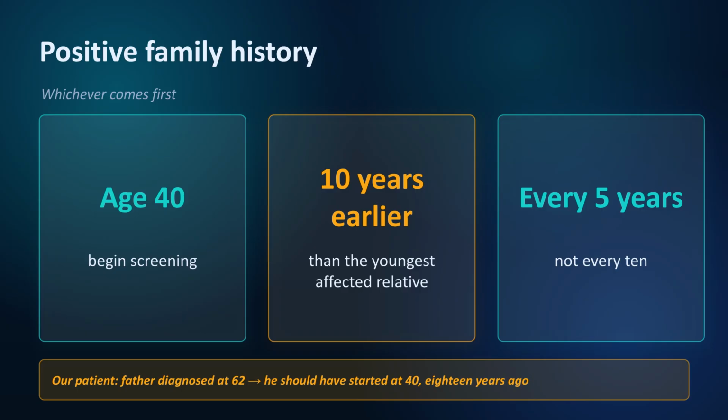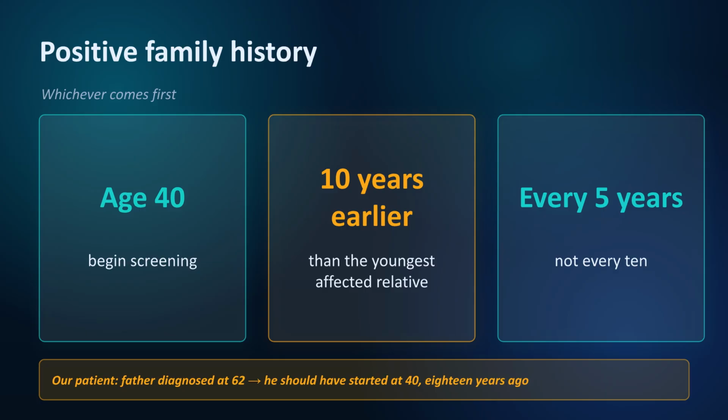Now the higher risk groups, starting with family history. If a patient has a positive family history of colorectal cancer, screening begins at age 40, or 10 years before the age at which the youngest affected family member was diagnosed, whichever of those comes first. And the interval shortens from 10 years to 5.